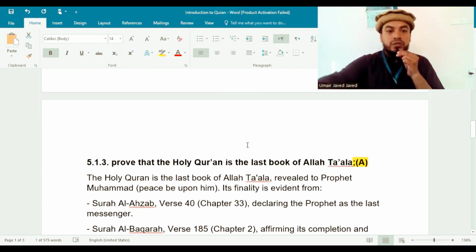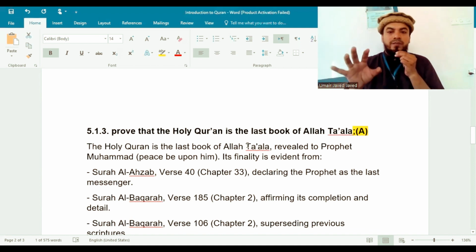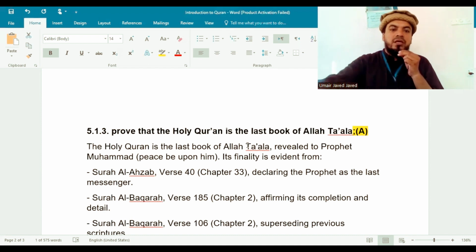Question number three, prove that the Holy Quran is the last book. This is application based. It means you know very well about the revelation of the Quran. You know the Quran as the last book. You understand the Quran is the last divine order. So how can you prove? This is an application based question, so the answer should be in application style.